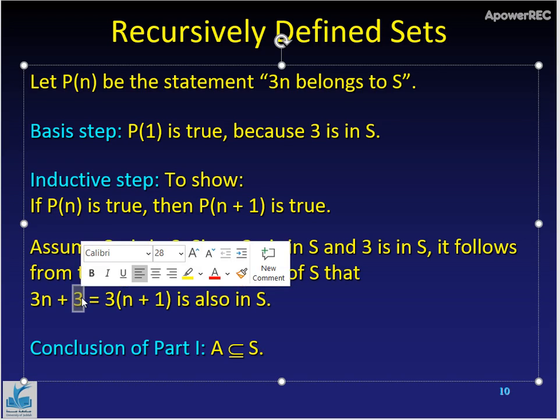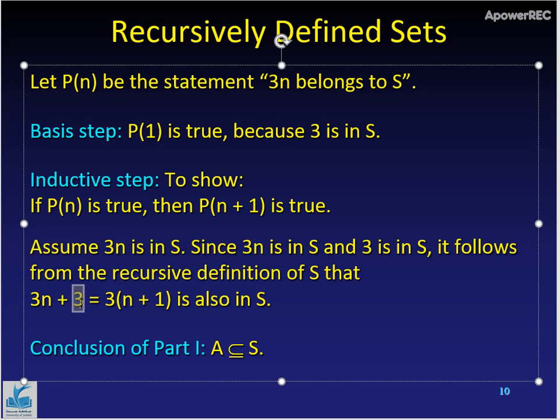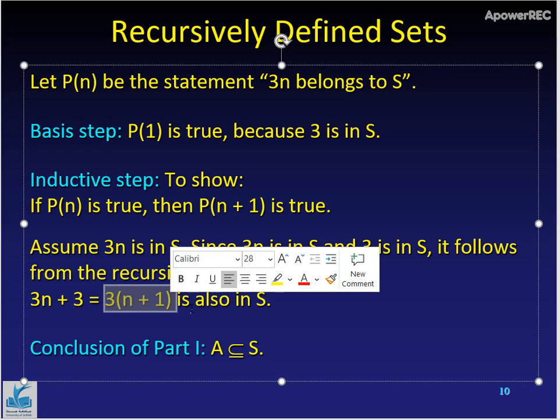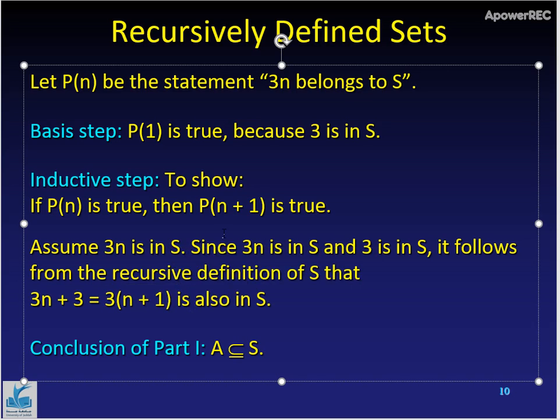the first part, where we assume that there is an initial element in the set. And this we can express as 3 times n plus 1. So if this 3n plus 3 is in the set S, then this element is the same, so it means that 3 times n plus 1 is also in the set S, which basically implies that P(n plus 1) is true.